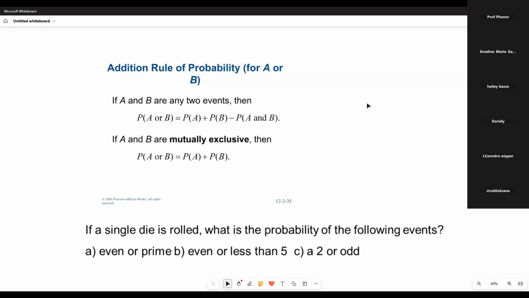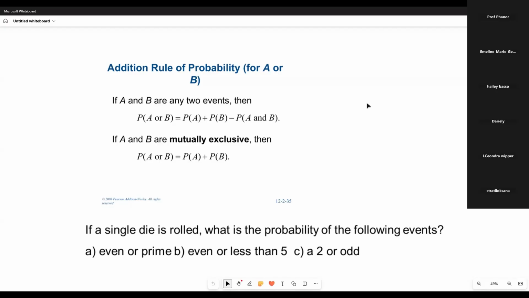Okay. All right. Before we start, is there anything you need to ask me about what I covered last time? Okay. Let's talk about addition rule of probability.